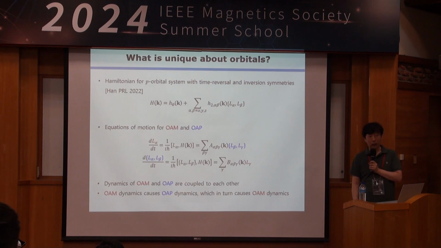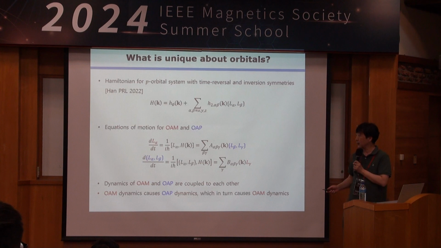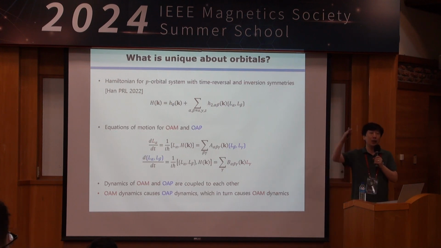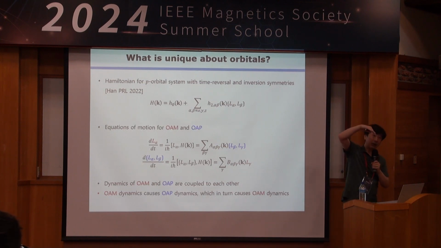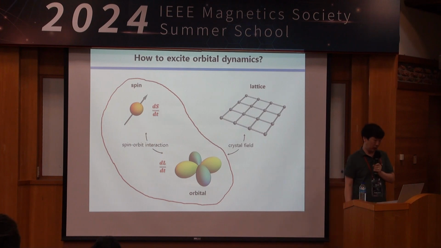Two interesting points here are that OAM dynamics and OAP dynamics are coupled to each other. If you excite your OAM, it generates OAP, and if you excite OAP, it generates OAM. In the intrinsic orbital Hall effect explanation, I started with the OAP texture, no OAM at all in equilibrium. But by applying an electric field, your OAP rotates something like this and that. That is the orbital angular position dynamics, and it generates orbital angular momentum. Okay? They are coupled.